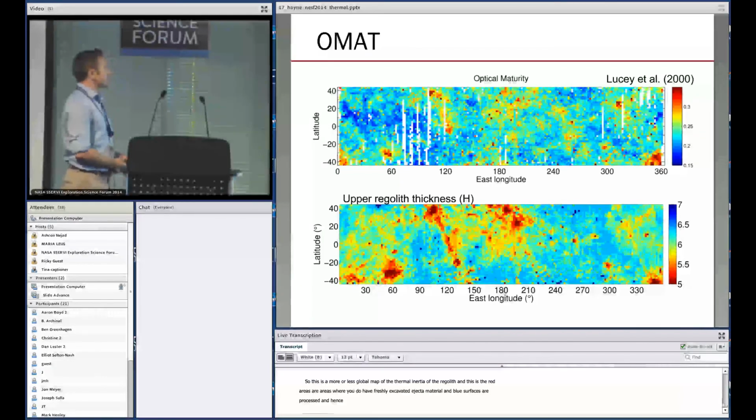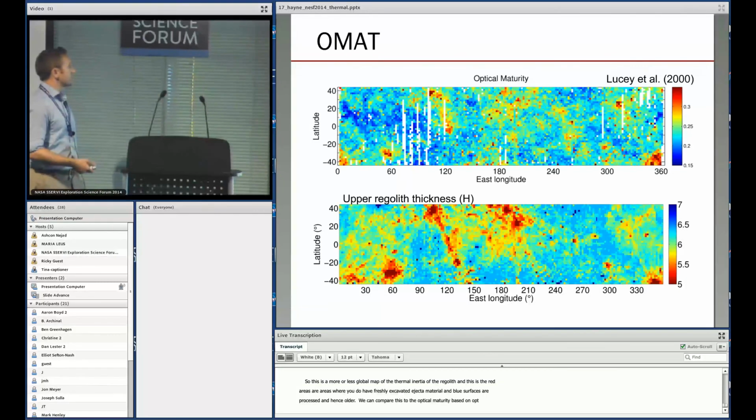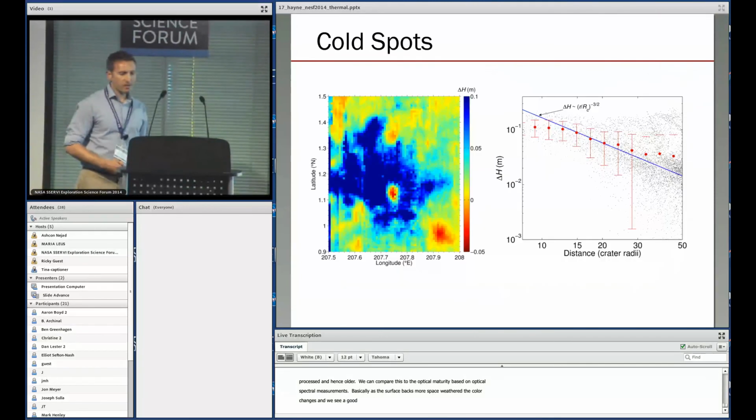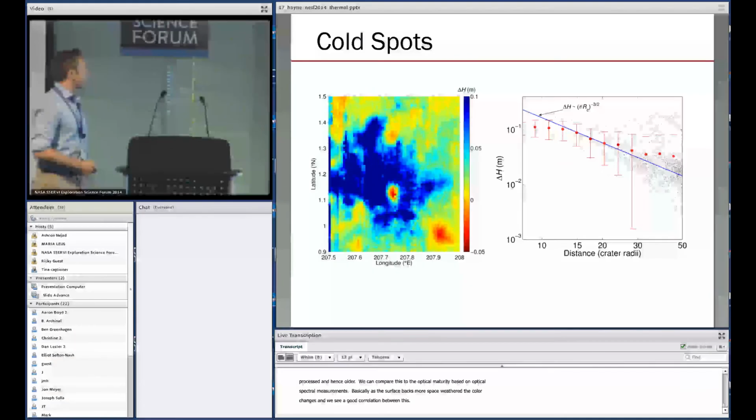We can compare this to the optical maturity based on optical spectral measurements. Basically, as the surface becomes more space weathered, the color changes. And we see a good correlation between optical maturity and this thermal inertia map, which again is related to the age of the regolith. Then with cold spots, we can map the thickness of those ejected deposits.